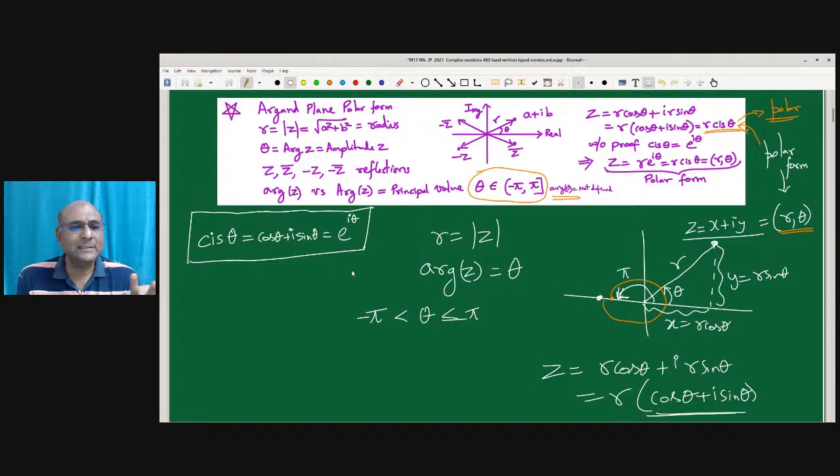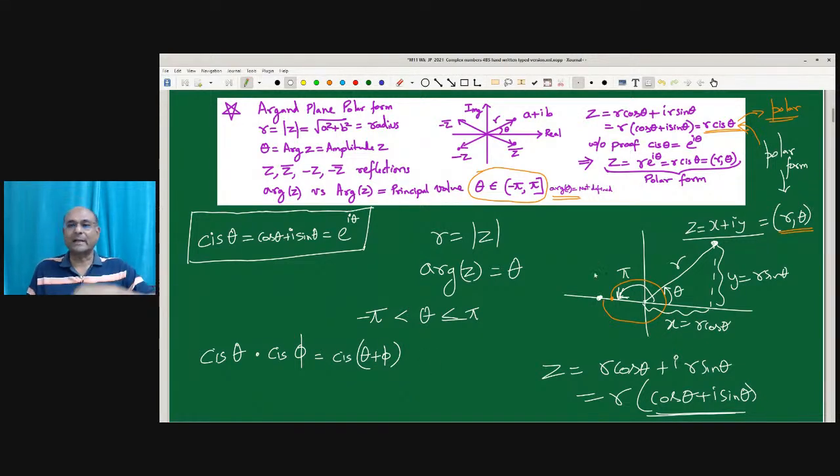Exponents behave like exponents. a to the power of m into a to the power of n is a to the power of m plus n. a to the power of m whole power n is a to the power of m into n. It must satisfy all of that if you're talking about exponents. Cis theta satisfies everything. So cis theta into cis phi is cis of theta plus phi. You can show that by multiplying cos theta plus i sin theta into cos phi plus i sin phi. You can use the trigonometry formulas and show this.